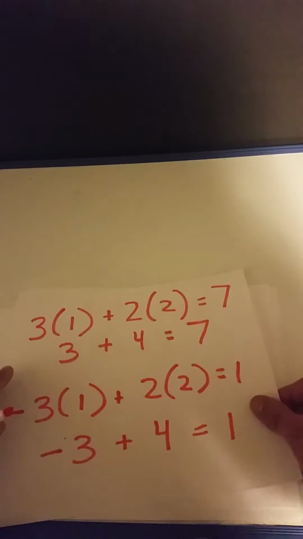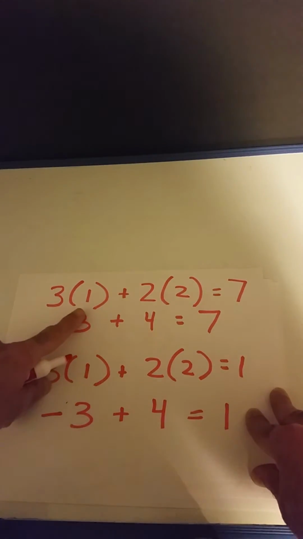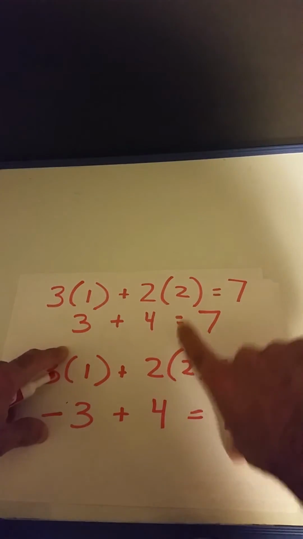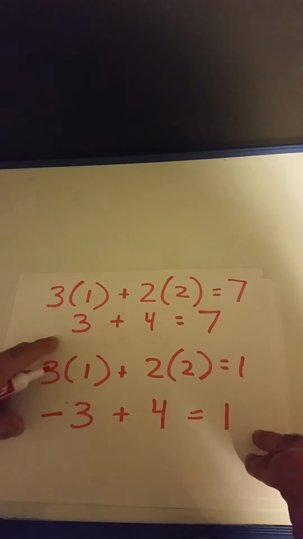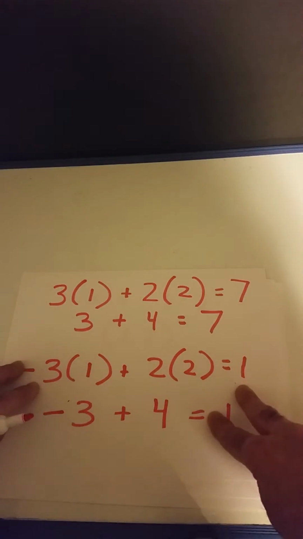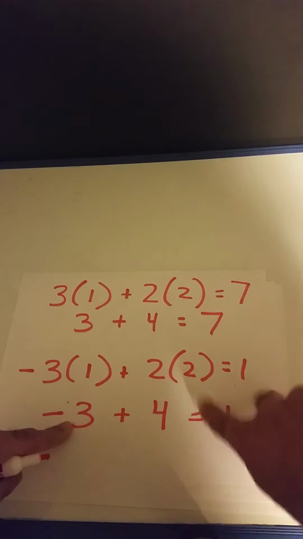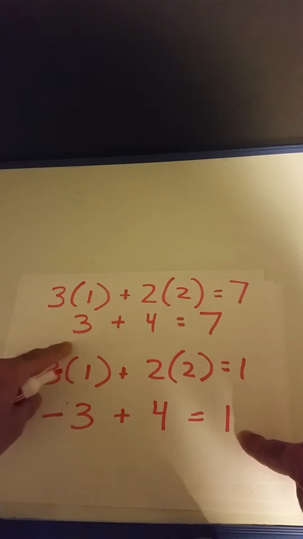Okay, let's check it. You always check to make sure it's right. X was 1, y was 2. 3 times 1 is 3, plus 2 times 2 is 4. 3 plus 4 is 7. It works for that equation. And on the other equation, negative 3 times 1 is negative 3, plus 2 times 2 is 4. Negative 3 plus 4 is 1. Both work.